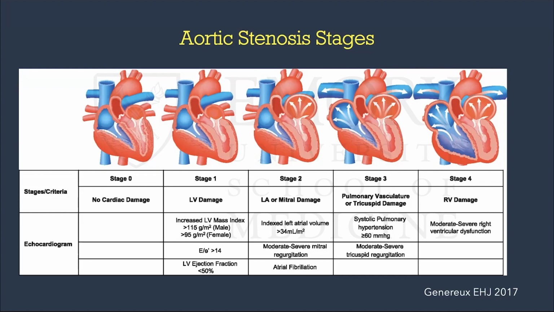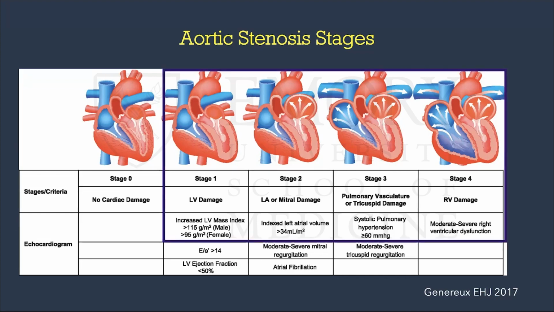In stage 2, they have more left atrial damage, and that leads to an indexed left atrial volume of more than 34 and moderate to severe MR as well. Then they progress to stage 3, where there is more pulmonary vascular remodeling, tricuspid damage, and pulmonary hypertension, and finally to RV damage, when there is moderate to severe right ventricular function impairment.